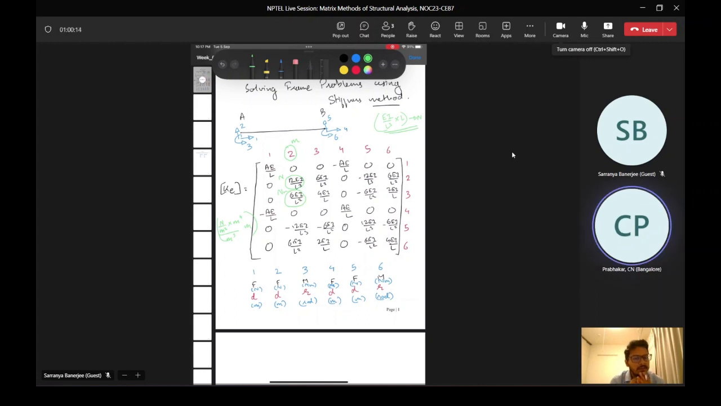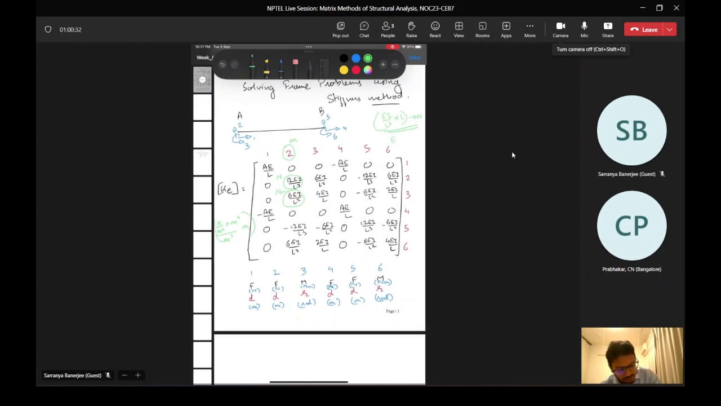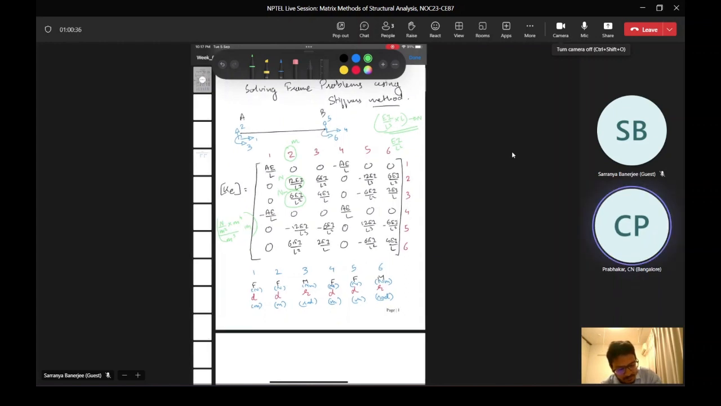Please go ahead. So EI by L square gives what? Only Newton. Exactly. So what will EI by L square give? So basically now we are talking about EI by L square. It is just Newton.